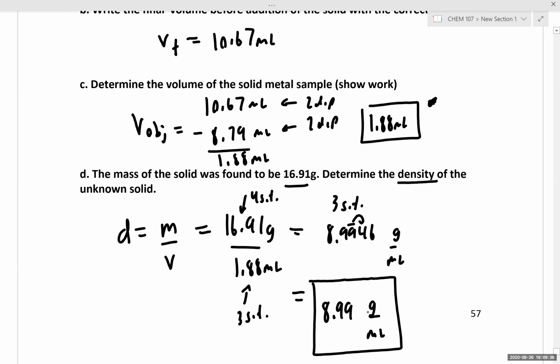Okay, I'm missing a rounding or something. Thank you. Any other questions on this example?